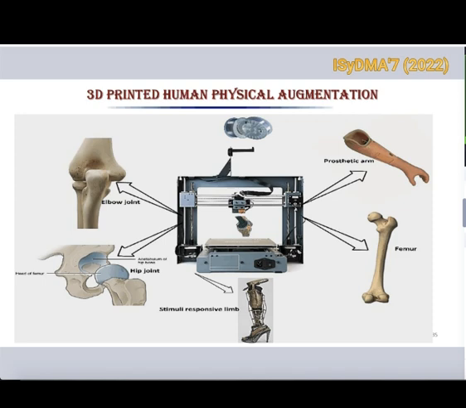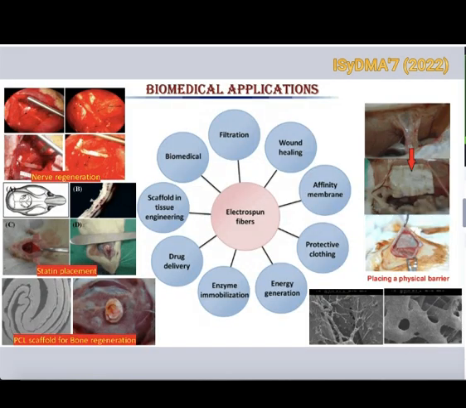As I pointed out, we also have applications for 3D printed human physical augmentation, such as prosthetic arms, legs, ligaments, and so forth. So we can also prepare these types of stimuli responsive limbs. This gives us an overview of some of the applications we are looking into. But as mentioned, individually we can prepare these devices for biomedical applications and also using 3D printing. But the integration of these two is obviously what I have emphasized in this presentation.